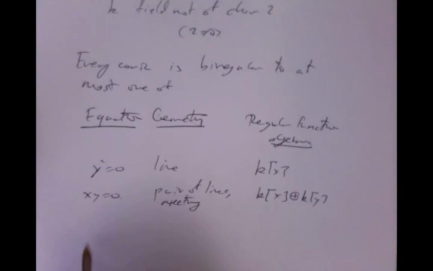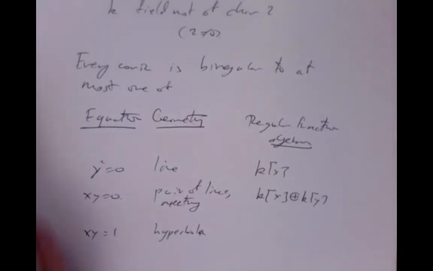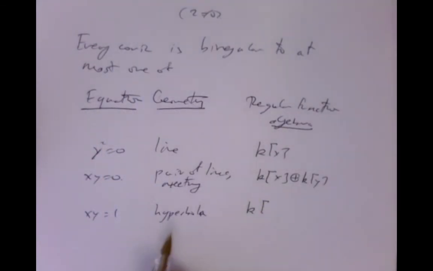And then the other one we could try, xy equals 1, a quadratic equation. That's, of course, famously a hyperbola. At least when I say geometry, I'm thinking of the real case, where our field is the real numbers. What does it look like? It's a hyperbola geometrically. And the field of functions is, well, you can take any x and any y polynomials, but you've got to always make y be a reciprocal to x.